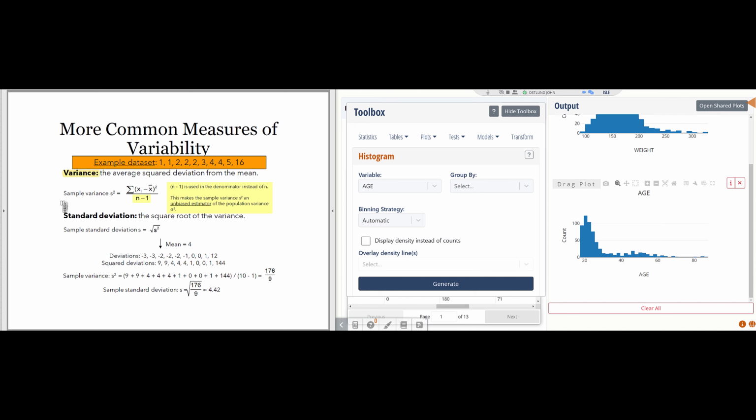Other computations that we often use in statistics are what are called the variance and the standard deviation, which is simply the square root of the variance. To compute the sample variance, and I'm not trying to justify this in any way, I'm just saying that this is what you do.